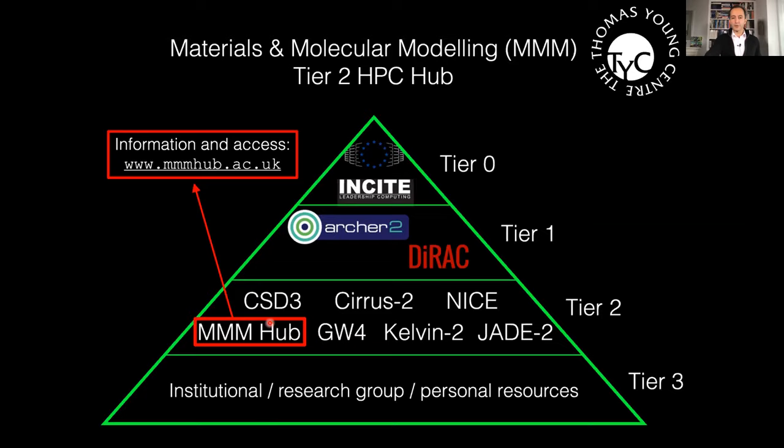So in the UK, there are 7 of these Tier 2 centers, and the Materials and Molecular Modeling Hub, which is led by the TYC, is one of those. And this resource is available to you to use, and to find out how to do that, go to the MMM Hub website, which is mmmhub.ac.uk, and you'll find out more about it. I should also say, this is a 23,000 core cluster that you can use to run your calculations.